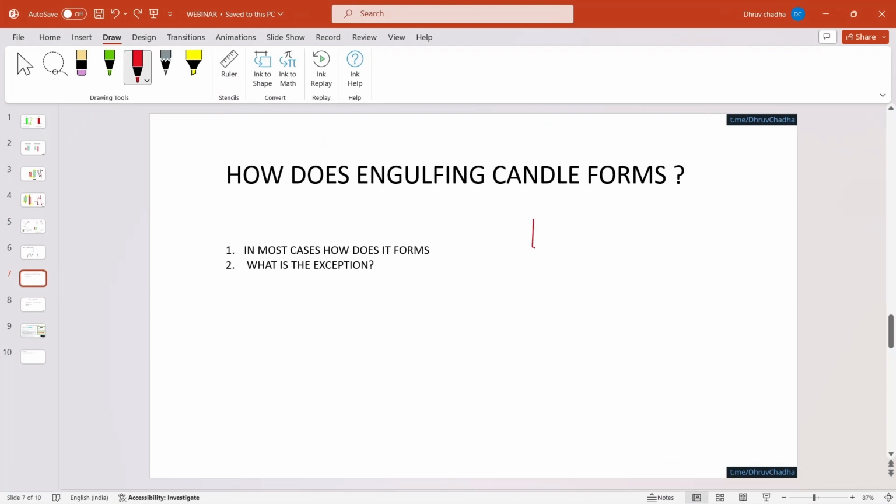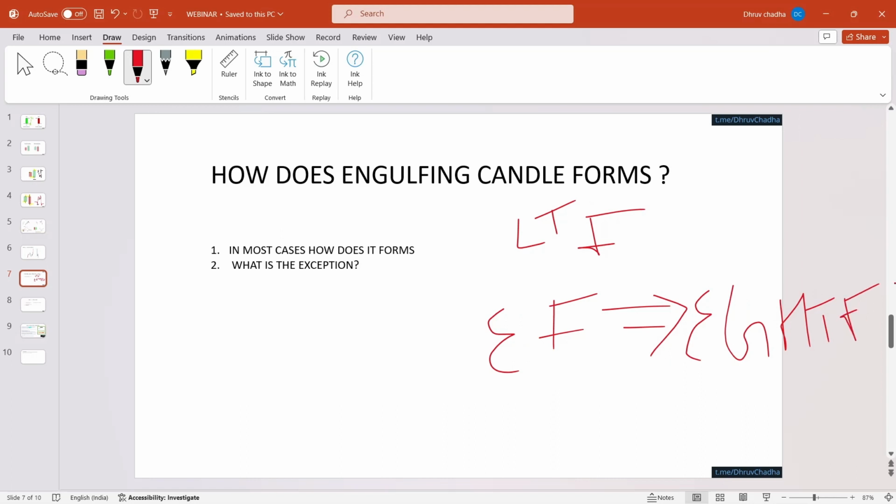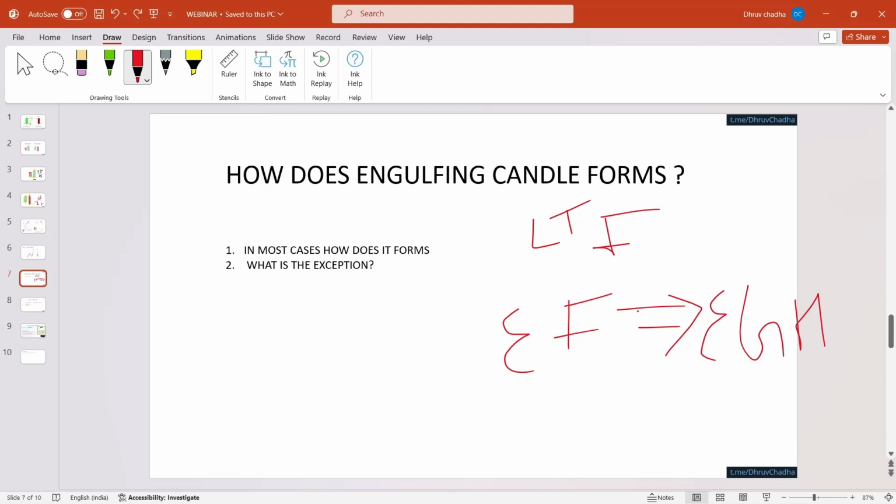So in the lower time frame, an engulfing failed happens, and then we eventually make an engulfing sell or buy on the higher time frame. Let me repeat it. An engulfing sell or buy forms up when there is an engulfing failed on the lower time frame, one or two time frames lower.